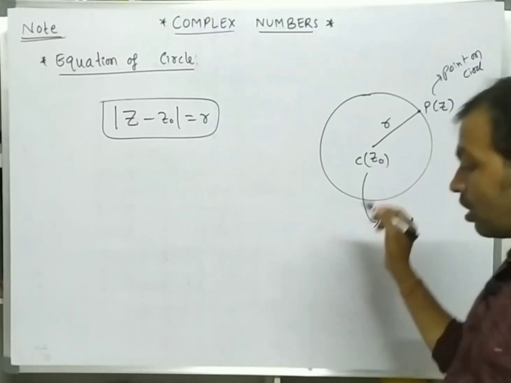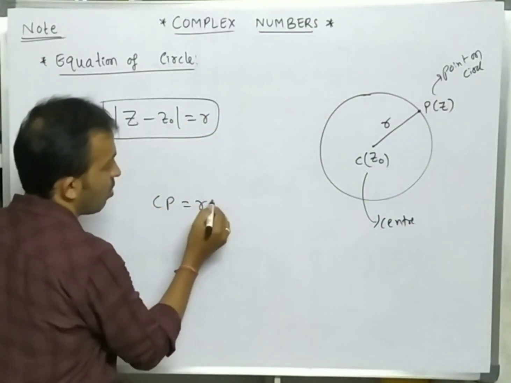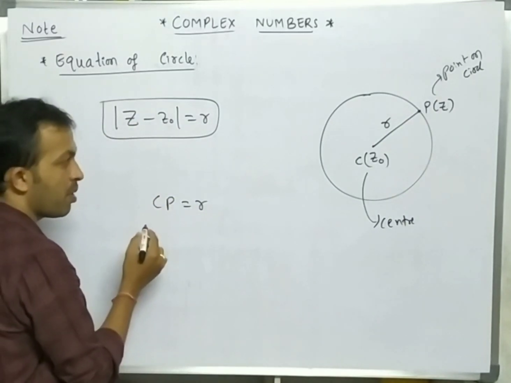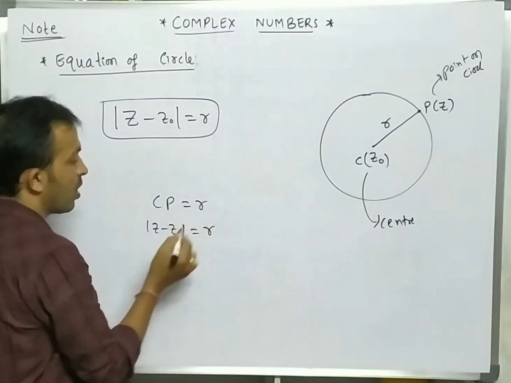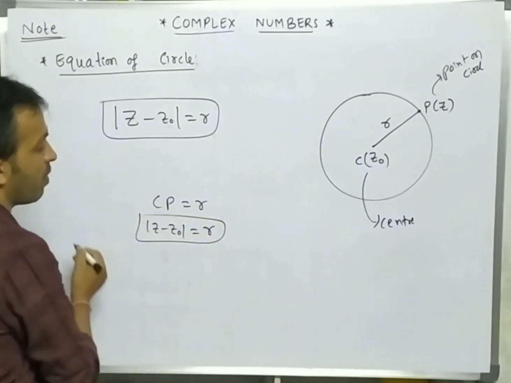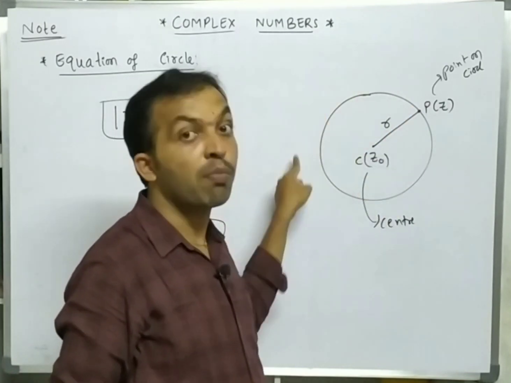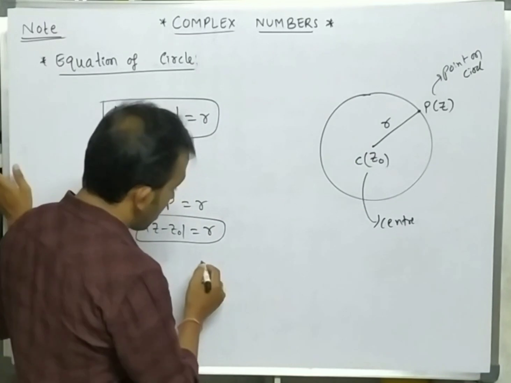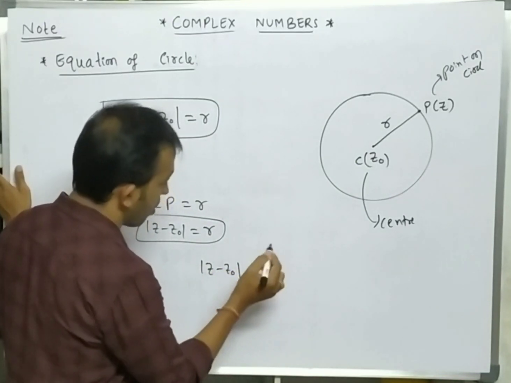So what is the condition here? The distance CP is equal to r. What is our distance formula between two points? Modulus of z minus z naught, which is equal to r. So this is the equation of the circle. The equation of the circle gives the boundary only. Remember it.